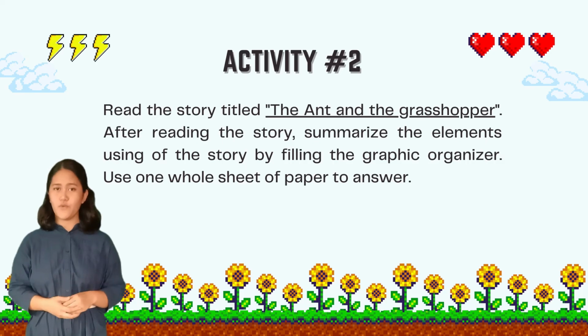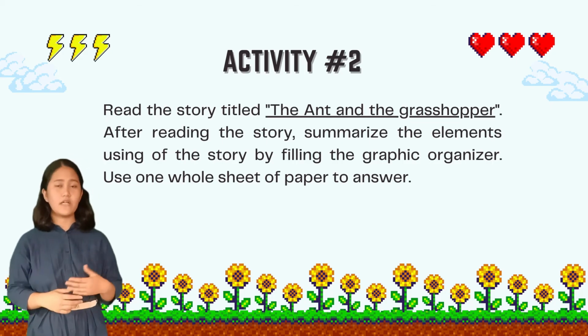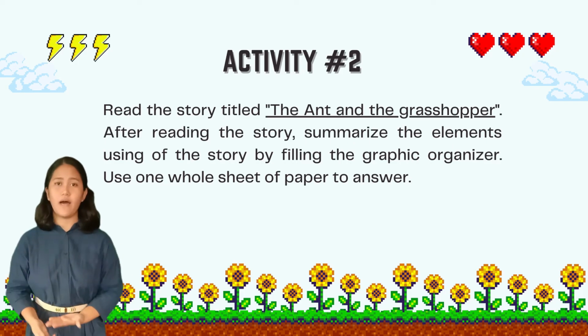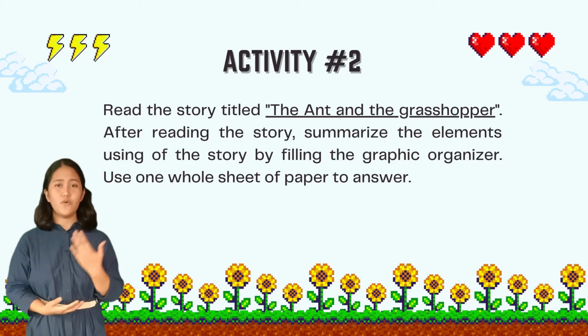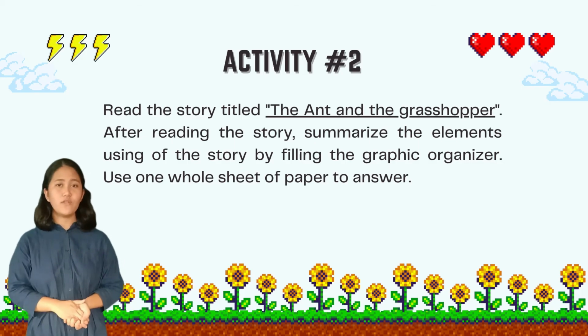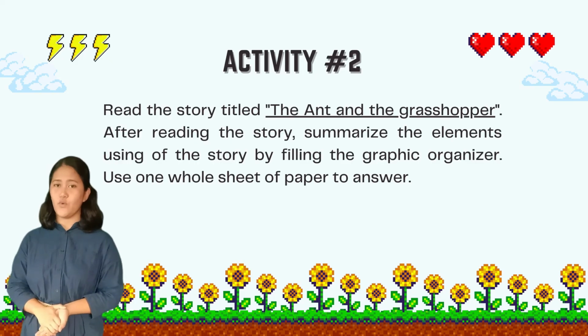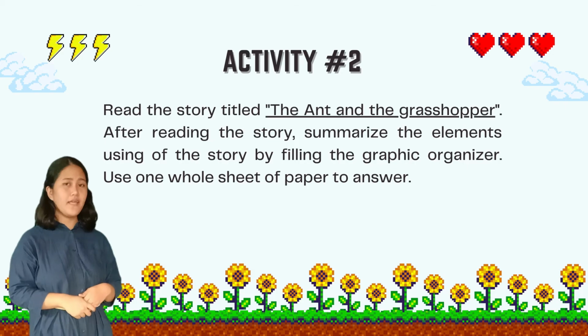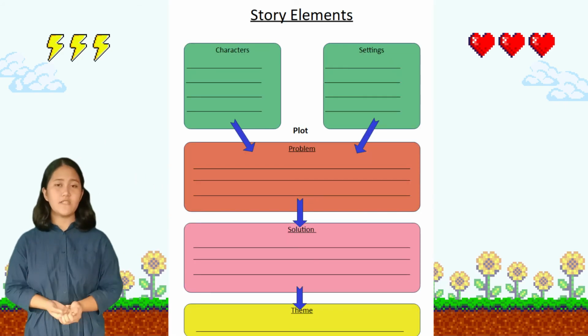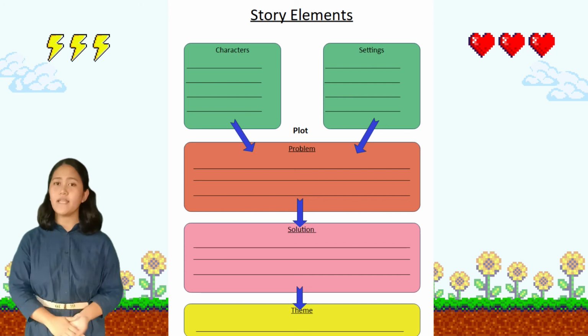Activity number 2. Read a story titled The Ant and the Grasshopper. After reading the story, summarize the elements using the graphic organizer. Use one whole sheet of paper to answer. And then the graphic organizer is provided in this video. You can just copy it and fill in your answers.